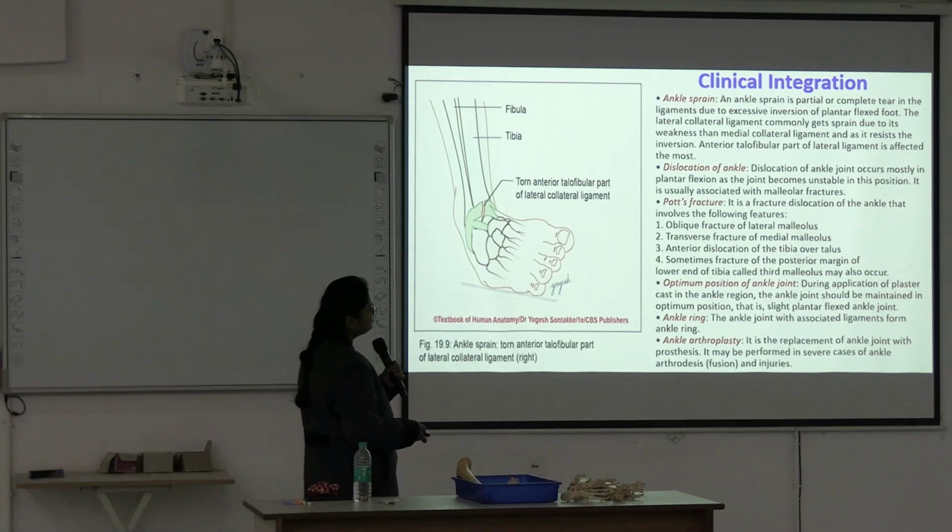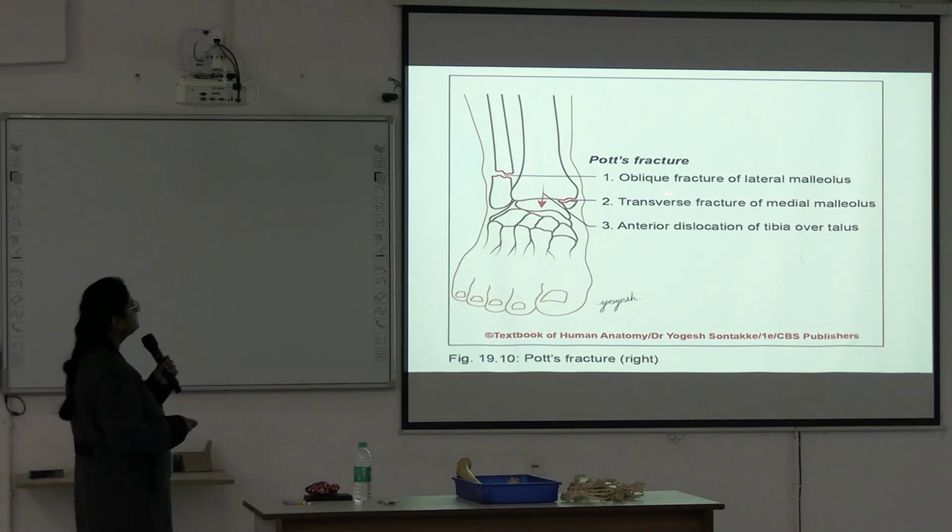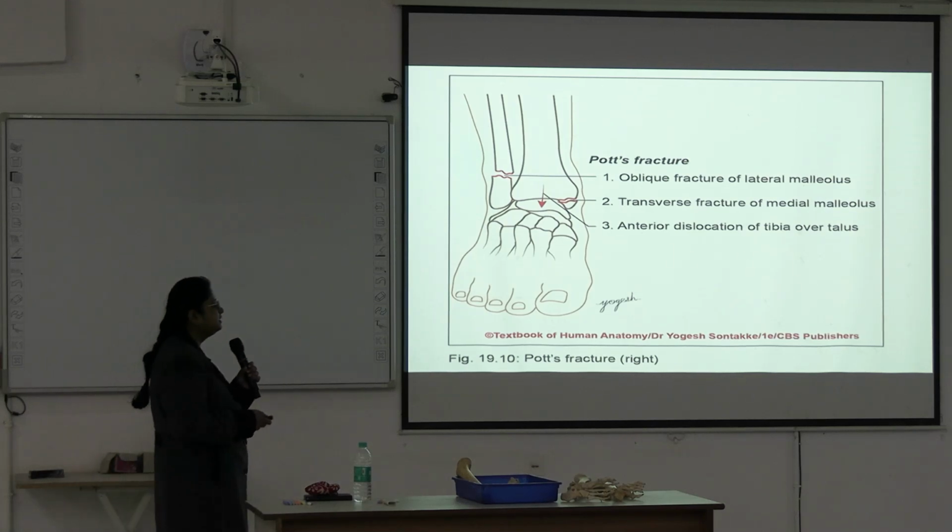Next, here Pott's fracture, different components. See, oblique fracture of lateral malleolus, transverse fracture of medial malleolus, and anterior dislocation of tibia over the talus. Okay, these are the main components of Pott's fracture.